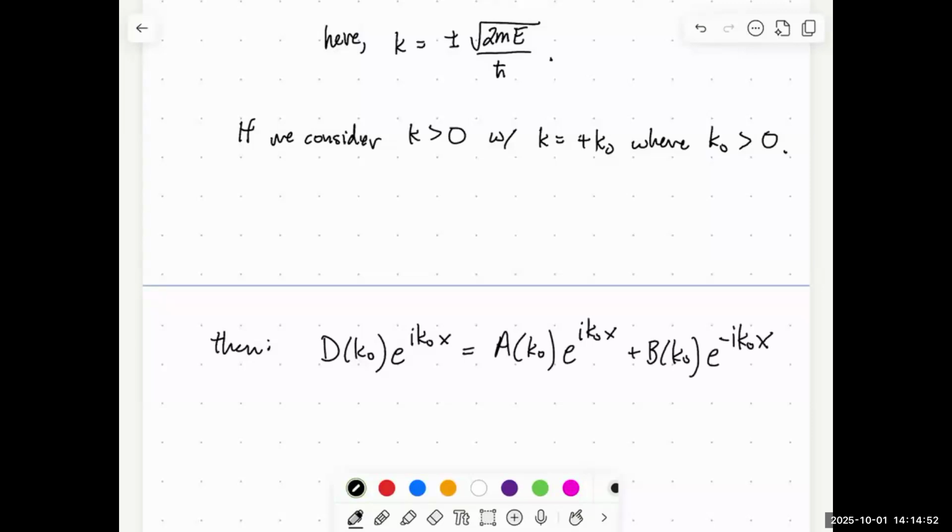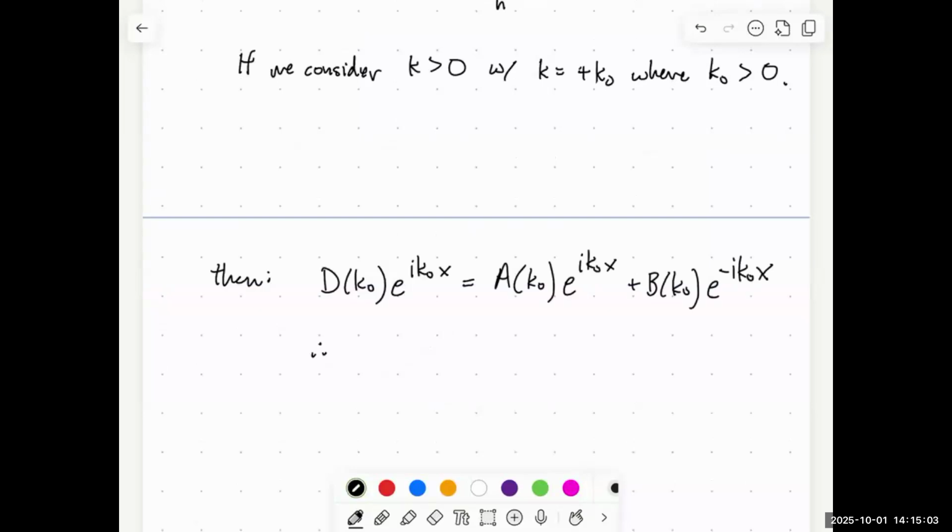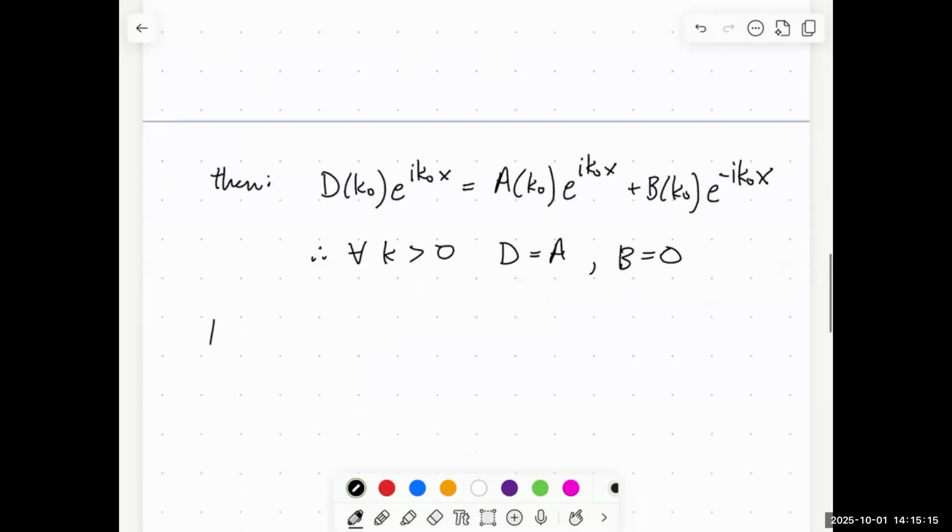And so if I compare these two, it's obvious that I have only a positive exponential on both sides. And so here, therefore, for all k greater than 0, D must be equal to A and B is equal to 0. Okay. So if we take the other case, so we're going to take K to be negative, with K equal to minus K naught and K naught some positive constant.